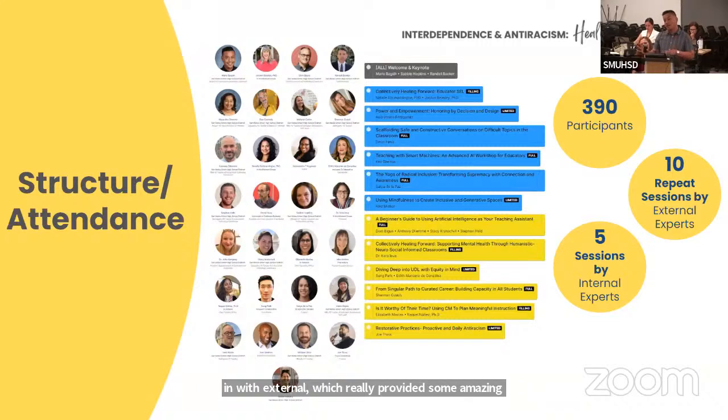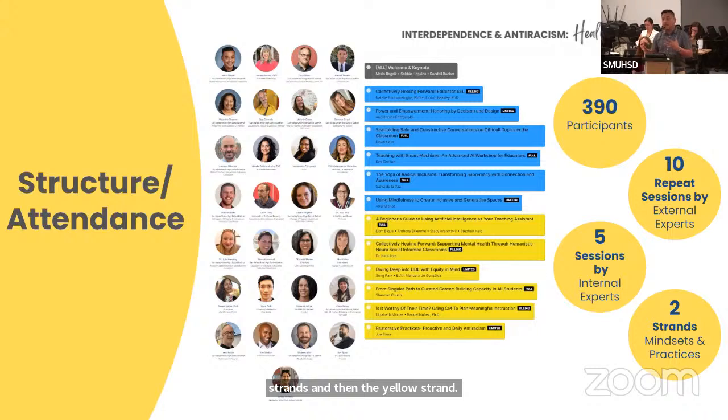Also different from last year, instead of having 4 destinations, we divided it into 2, which are the blue strand and then the yellow strand. And that was mindsets and practices. We really encouraged our participants and educators to choose a blue strand session and a yellow strand session. This is just a preview of the morning session, but the afternoon session was duplicative with the exception of added sessions from our internal experts.